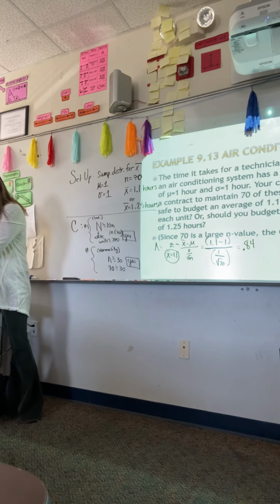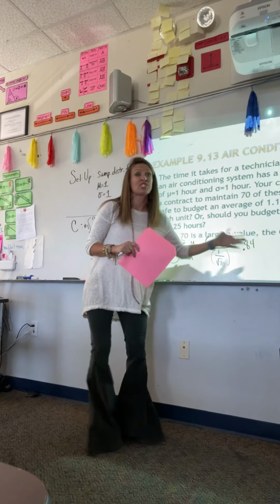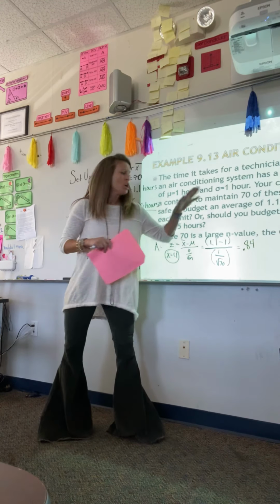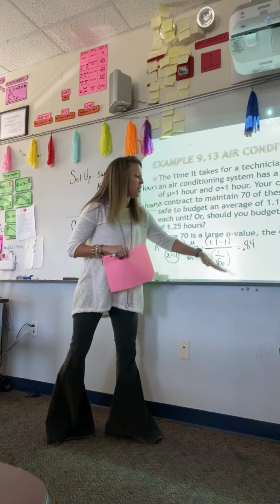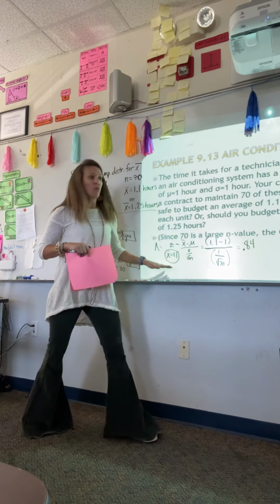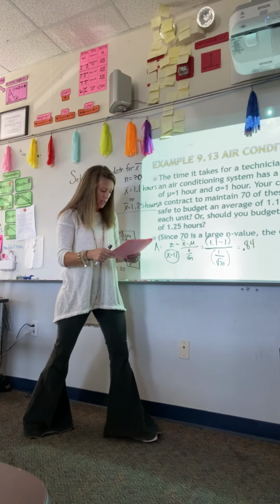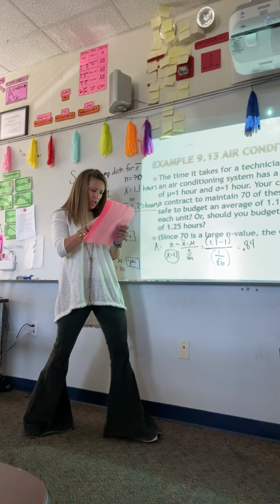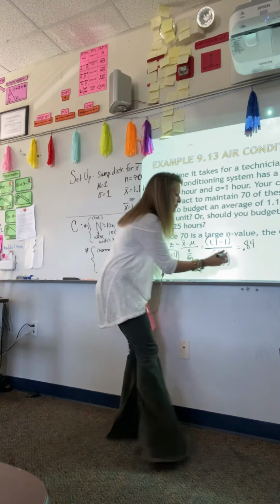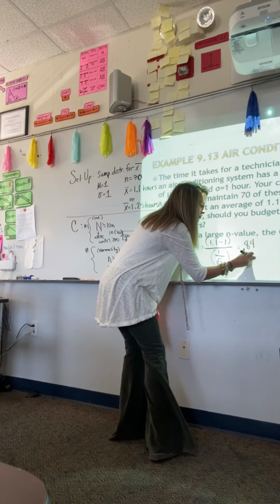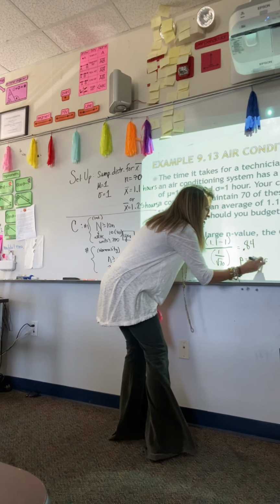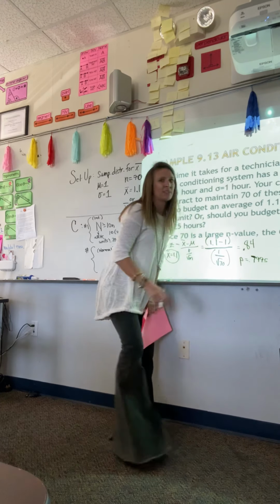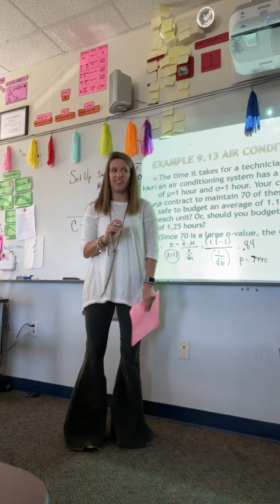We're going to look up 0.84, and we're going to see what percent of the time, because we're looking at a p-value, what percent of the time will I be able to finish in 1.1 hours, right, with these 70 machines. So here we go, 0.84. Did you get 0.7995? Now, how many of you are like, I don't know what that 0.7995 means?